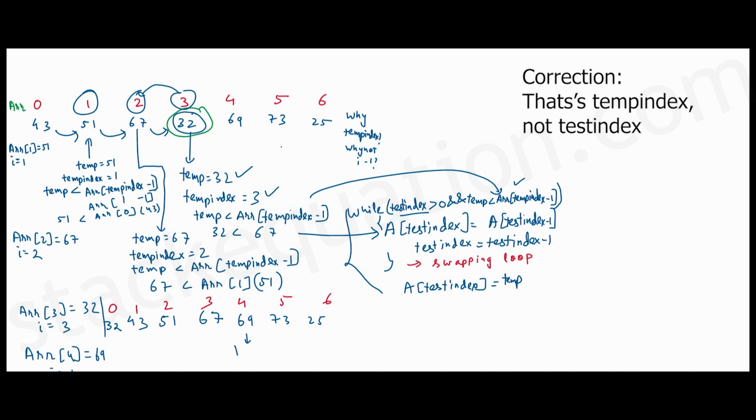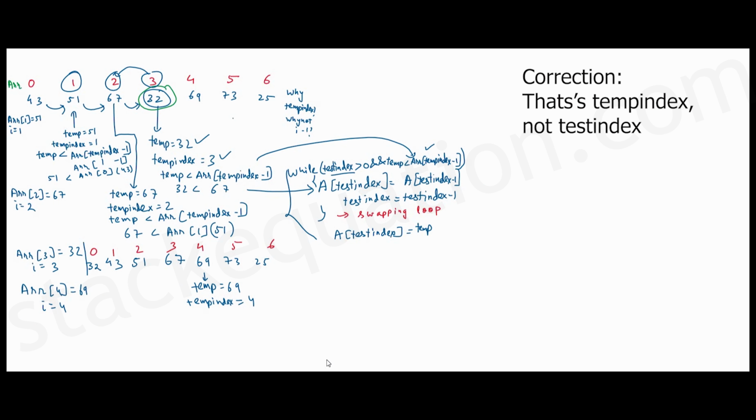So again, the temp will be 69. Temp index will be 4, and we'll compare if temp is lesser than array of temp index minus 1. That is the previous element, right? Okay, now, by the way, I hope you realize why I have used temp index here and not I.